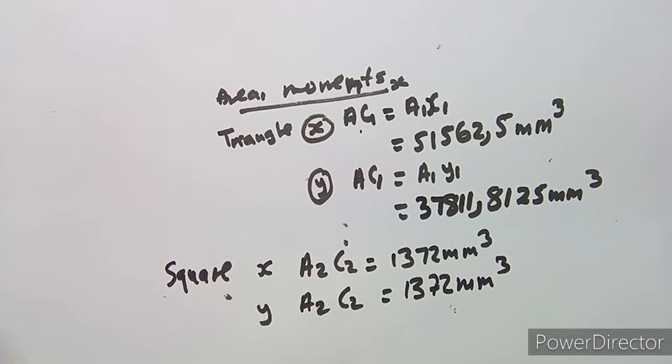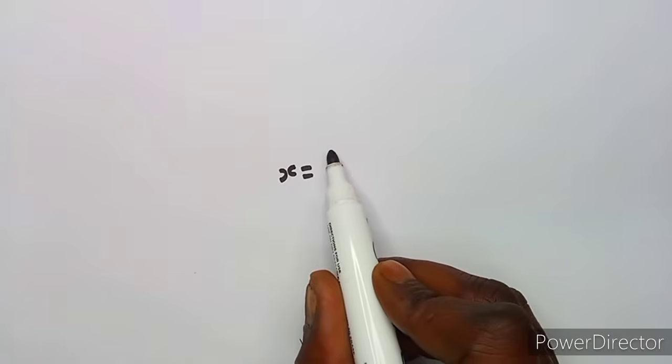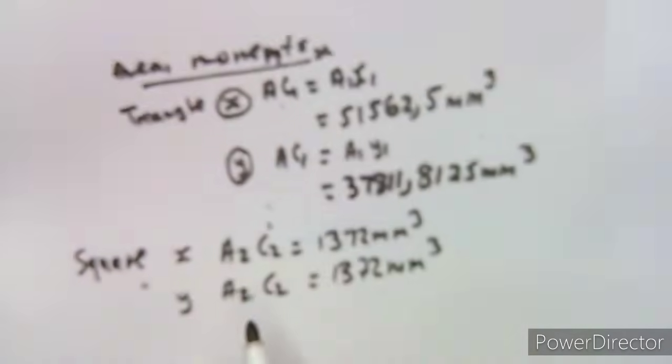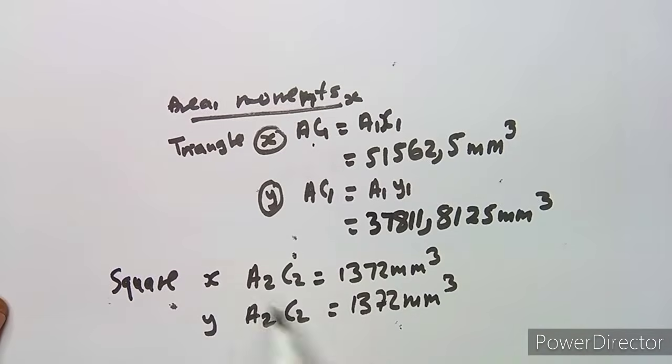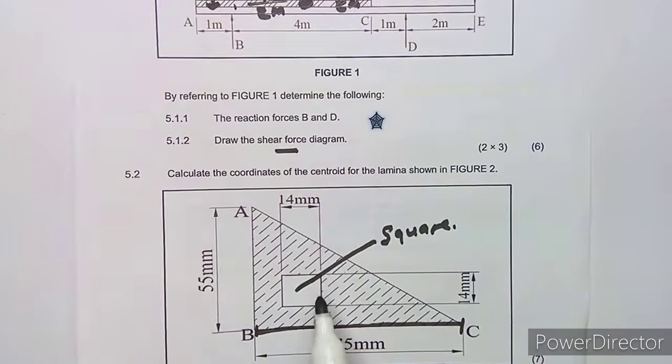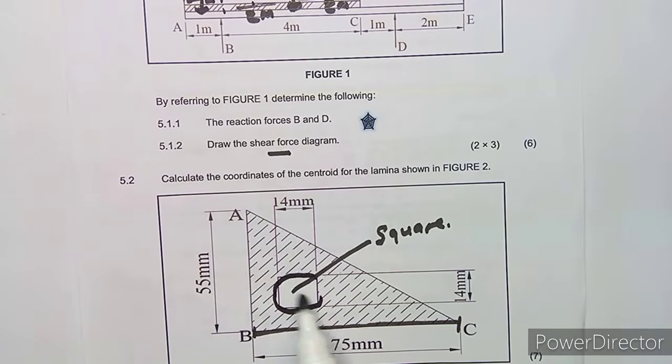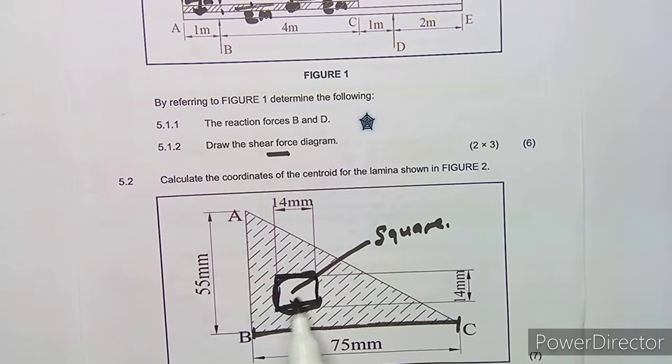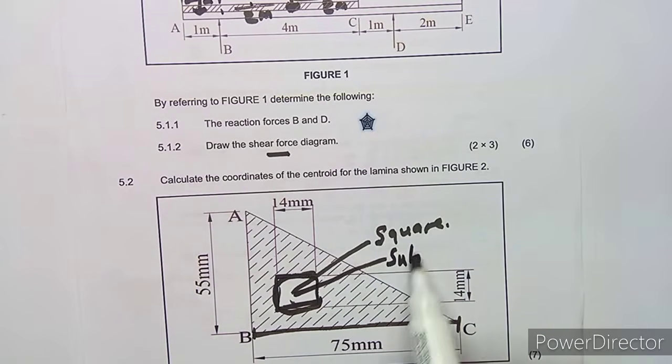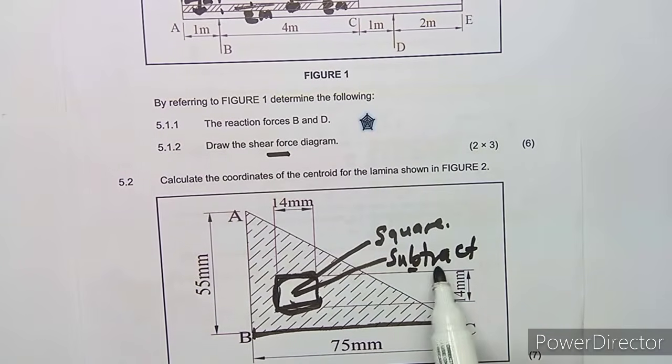So why am I calculating the area moments? It's because we know that the value for x there is just going to be the sum. You add the values for x. But in this case, take note that the square is inside the shape. Let me bring back the diagram here. This square is inside. It's like a hole. Whenever you have a hole, you subtract that. So you're going to subtract the square.